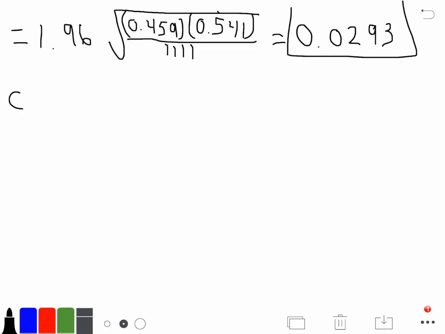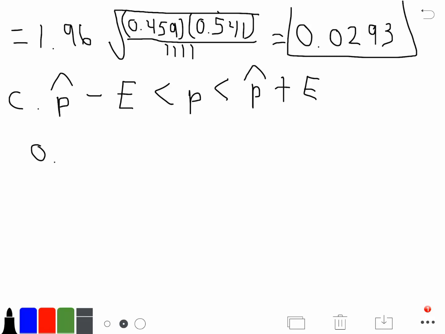Now for part C, they want us to construct the confidence interval. The formula for the confidence interval is P hat minus E less than P less than P hat plus E. Now you could just put all of this into this formula at once, but since we already found out what P hat and E were from parts A and B, let's just plug those numbers in.